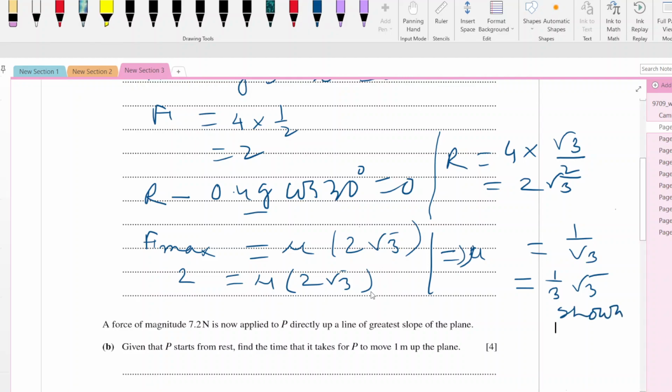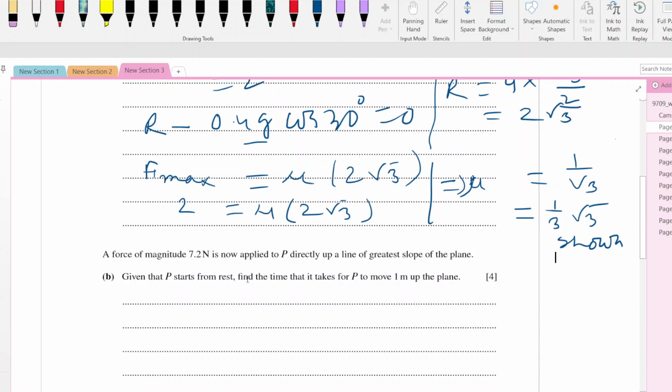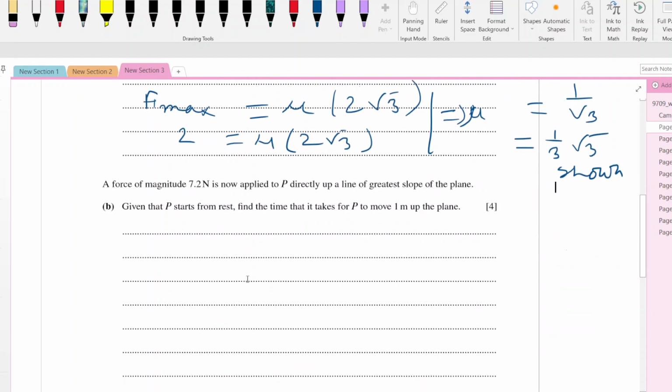Now at part B, a force of 7.2 Newtons is now applied to P directly up a line of greatest slope of the plane. Given that P starts from rest, find the time that it takes for P to move 1 meter up the plane.